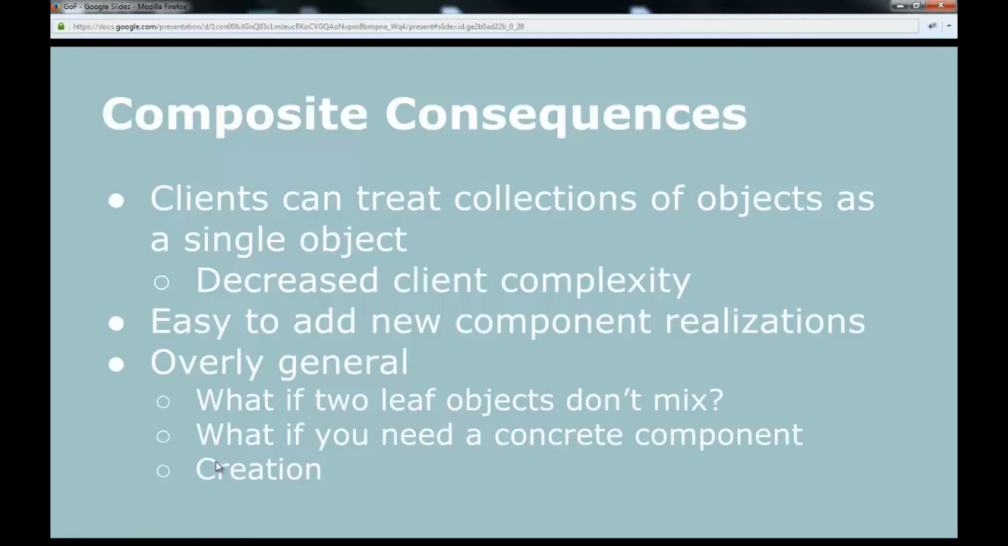So it could also be overly general. What if two special types of leaf objects do not mix well? What if you can't really have a collection that contains both a circle and rectangle for some reason? The composite pattern will let you do that, and this can be a problem.